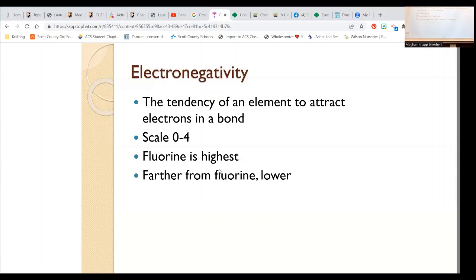While officially we go down to 0, I think the lowest element that has been measured is cesium, at like 0.2. We don't technically go down to 0, but we're not going to deal with those elements anyway.